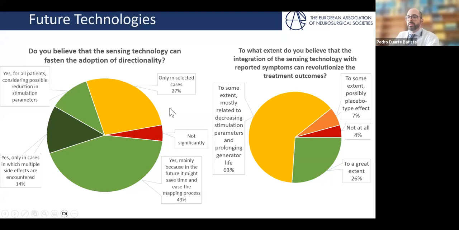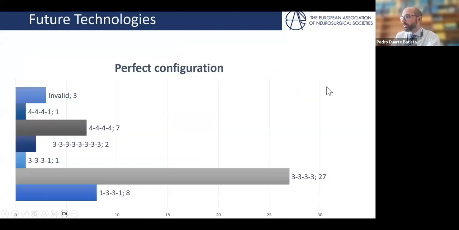Then we moved on to make some questions about technology. And the first one was if they think that sensing technology could fasten the adoption of directionality. And most of people think so in some way. A minority doesn't think it will affect it. We also asked to what extent do they believe that sensing technology with reported symptoms could revolutionize the treatment outcomes of DBS patients.